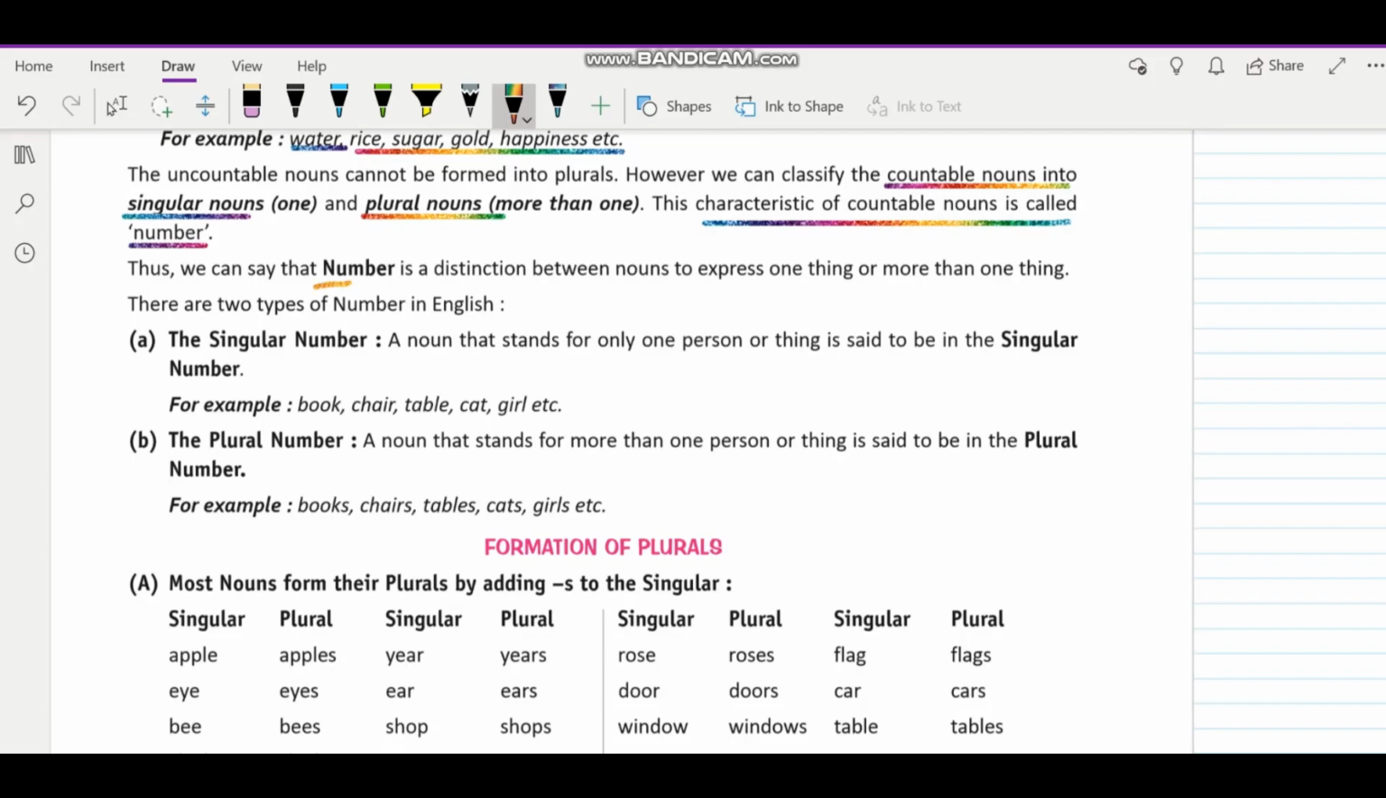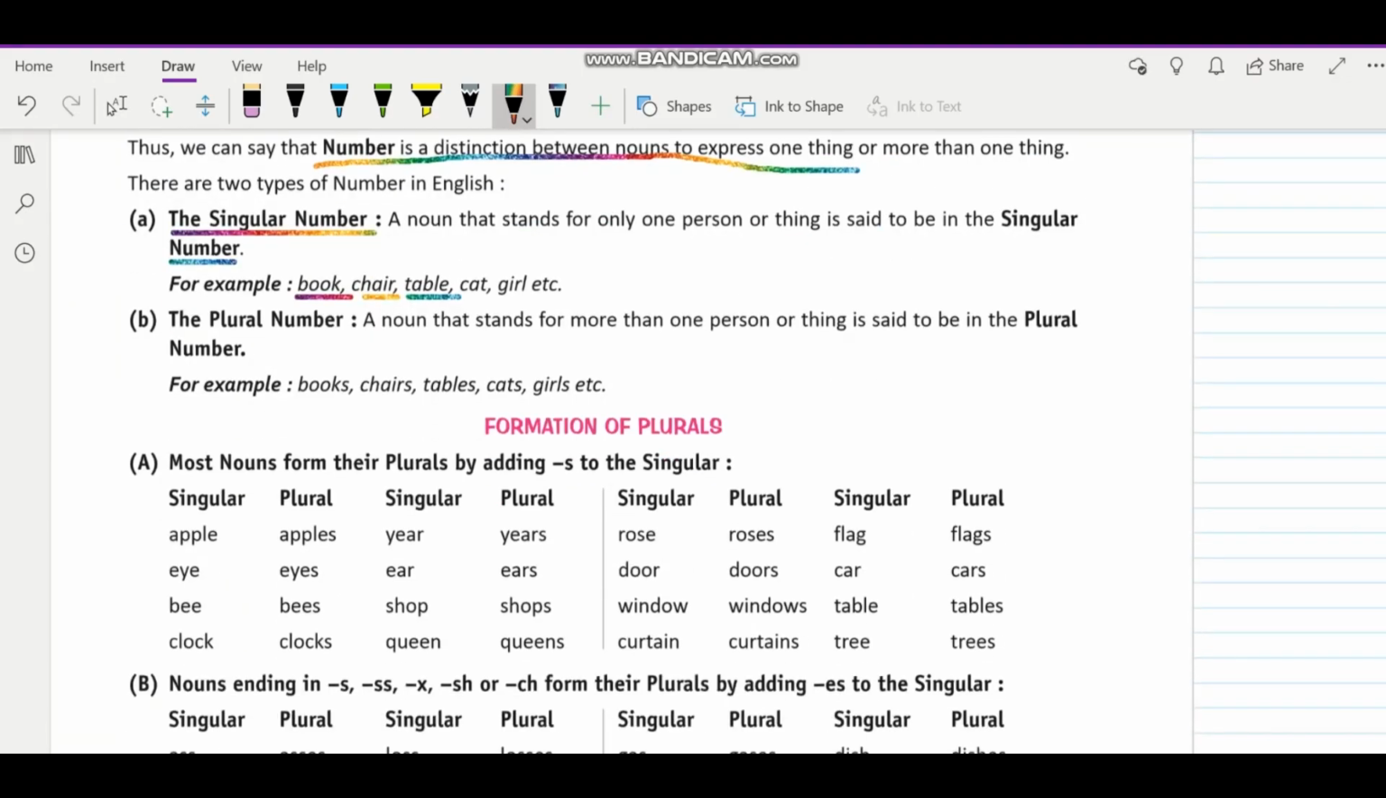So what we can say is the number is a distinction between nouns to express one thing or more than one thing. Now there are two types of numbers in English. If I say the singular number, like when it stands alone or as one person or one thing, then it is a singular number. Like book, chair, table, it means one. But when we talk about plural number, it means a noun that stands for more than one thing, like books, chairs, tables, cats, girls, etc.